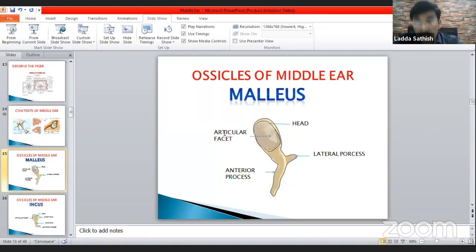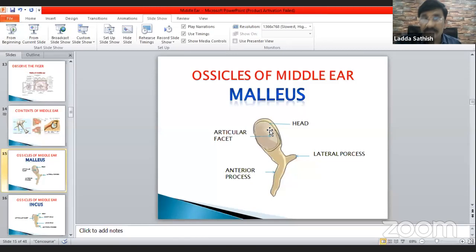Now this is the one ossicle. Look at the shape of the ossicle. Keep the figure in your eye. Observe the figure again. You can see the malleus has a head, a lateral process, an anterior process, and one articular facet. If the articular facet is there, surely there is a need for an articular facet on the next ossicle of the middle ear, that is the incus.